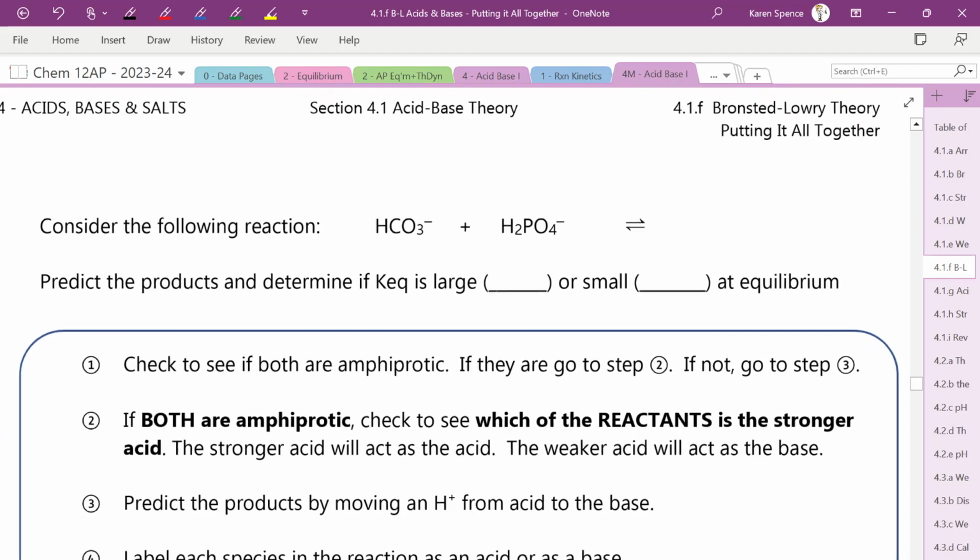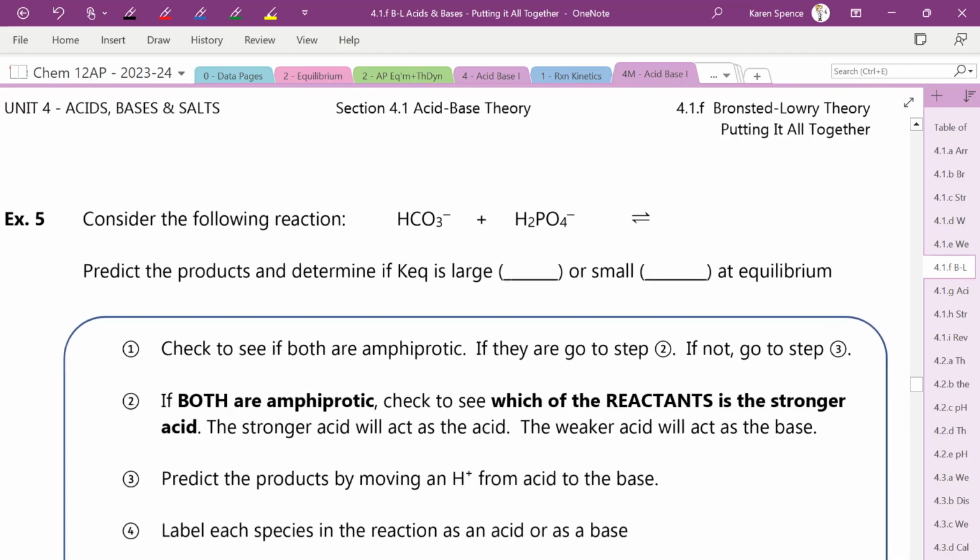All right. Would you guys like to try this one here? It's a similar problem. Give it a go on your own. Predict the products and decide if KEQ is large or small. If it's large, it's going to be greater than 1. If it's small, it's going to be less than 1.